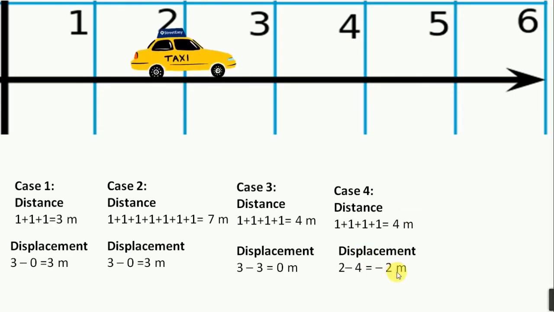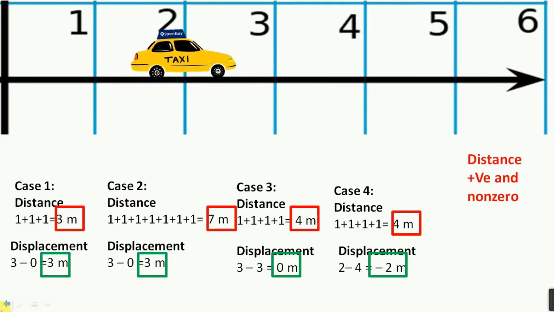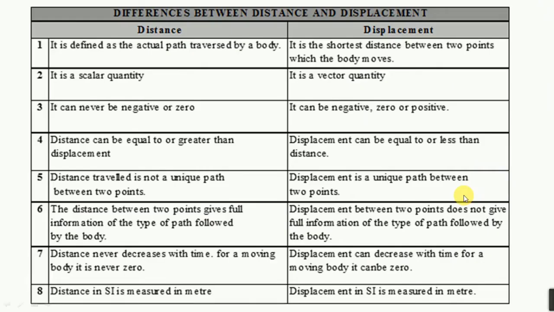So if you see out here, all the distances are positive and non-zero, but if you see the displacement, some are positive, some are negative, some are 0. So displacement can be positive, negative or 0, but distance is always positive and non-zero. So these are the differences between distance and displacement. Distance is the length of the path and displacement is the shortest distance between the initial and final position, and distance is scalar and displacement is vector.